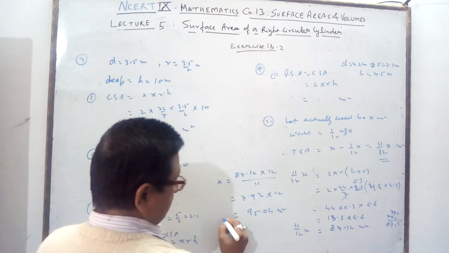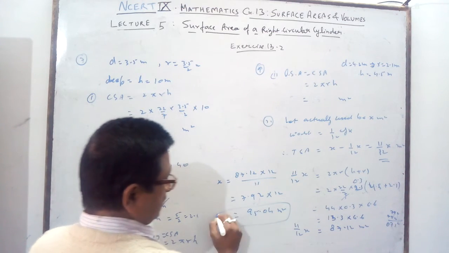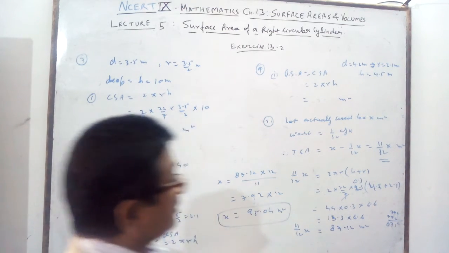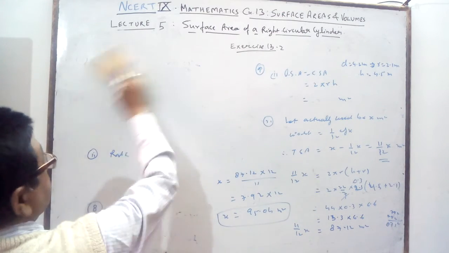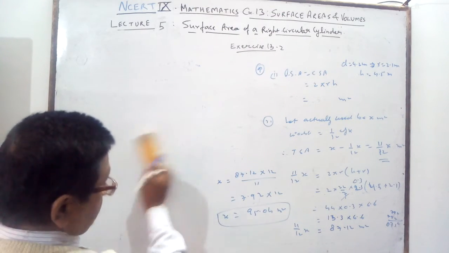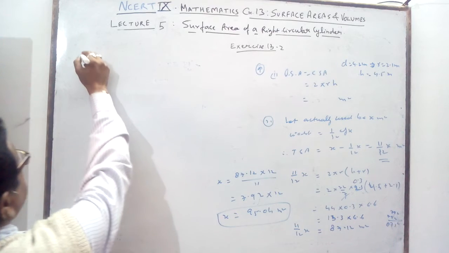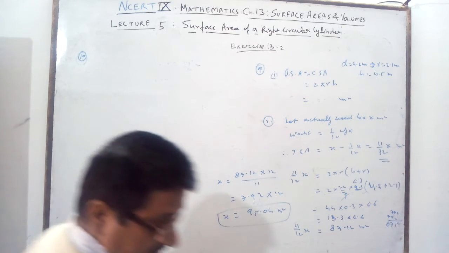95.04 meter square is the x, which is your actual calculation. Actual area 95.04. Next, question number 10. Question number 10 is given here. What is question number 10?